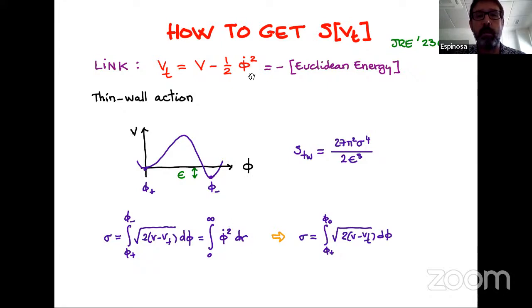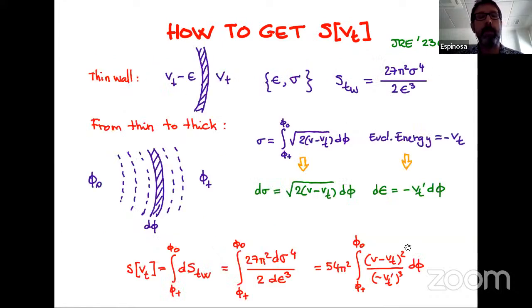Now, using this link, you can rewrite this wall tension in the tunneling potential formalism as given by this integral, where what appears is Vt rather than V plus. Okay, this is the formula in the tunneling potential formalism. So all you need to remember for the next slide is this Euclidean energy link and this expression for the wall tension.